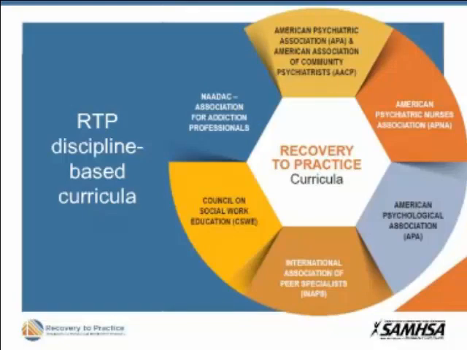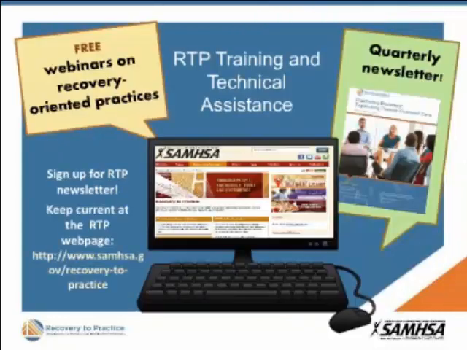Recovery to Practice offers a set of discipline-based curricula, training materials that promote the understanding and uptake of recovery principles and practices. Developed by the professional disciplines themselves for educating their own membership about recovery and behavioral health, these materials are also adaptable for use by other disciplines and organizations looking for resources to build a recovery-oriented workforce. Links to each of these curricula are available on SAMHSA's Recovery to Practice website. And we will certainly be sharing that link with you and encourage you to check out those resources.